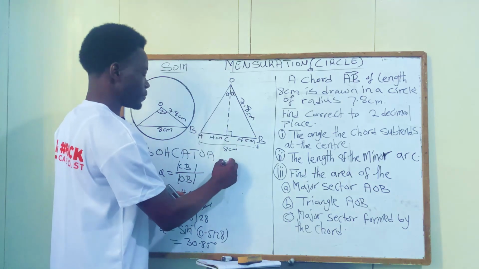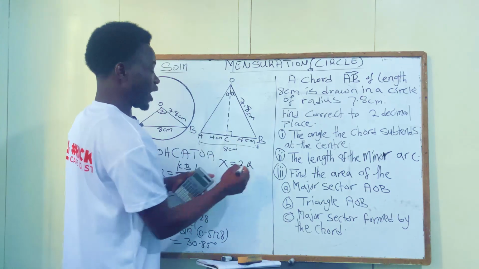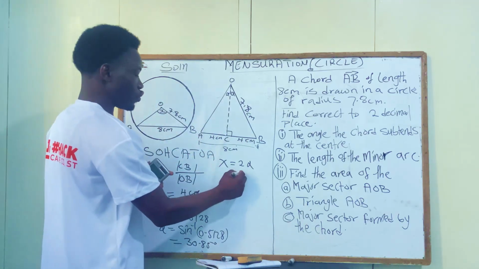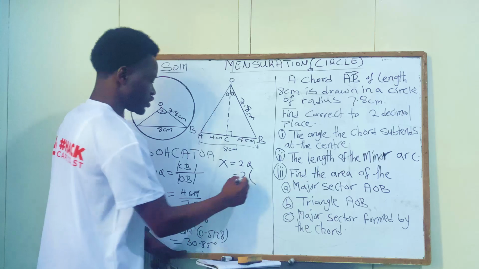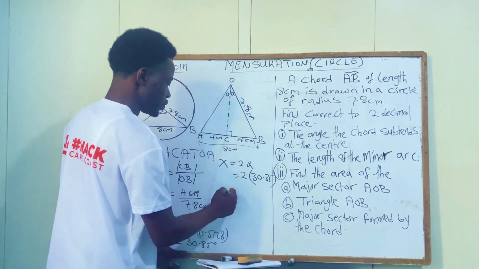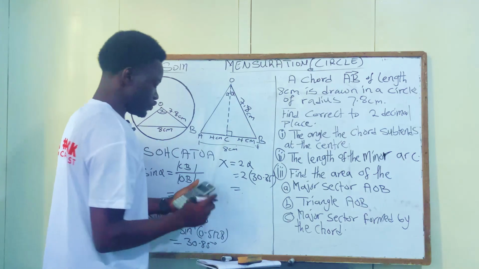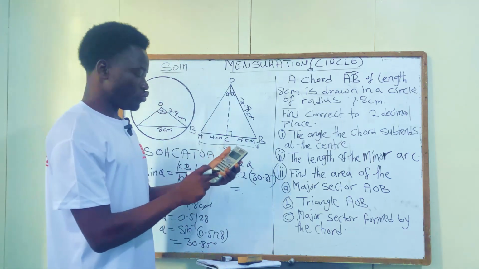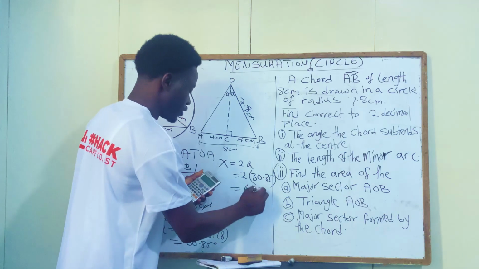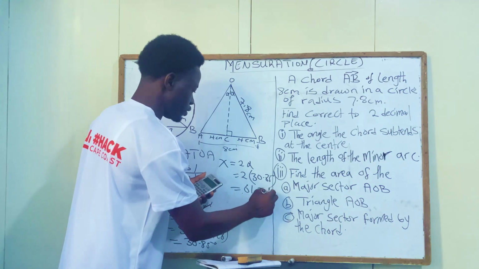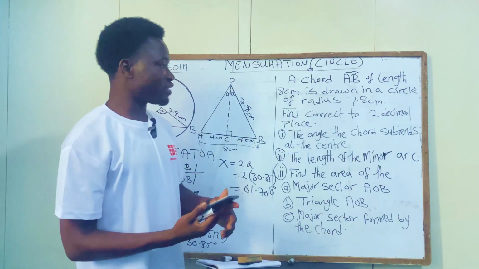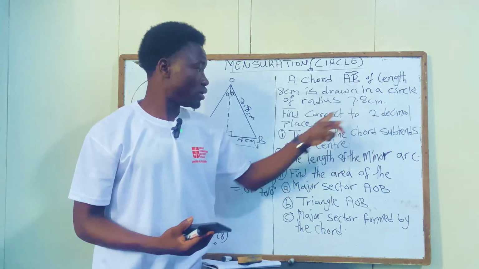Now remember, this is one side of the angle, but there are two, so I can add them to get x. X is equal to 2 times alpha. These two of them will give me the whole of this. So this is equal to 2 times alpha, which is 30.85 degrees. And you multiply this by 2, and I'm going to get 61.7010 degrees.